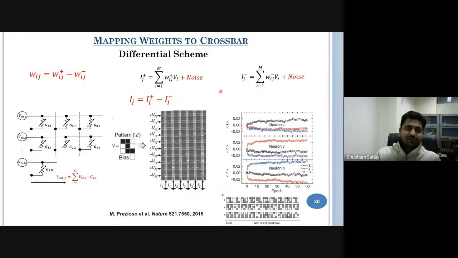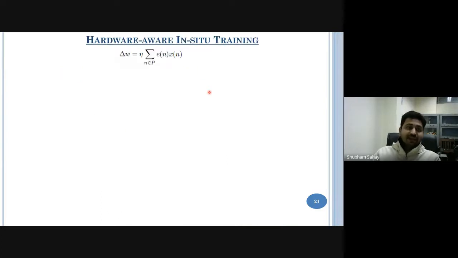So this was ex situ training, where we train in the software and then use it. There is another way around also, where we can tune it in hardware itself.